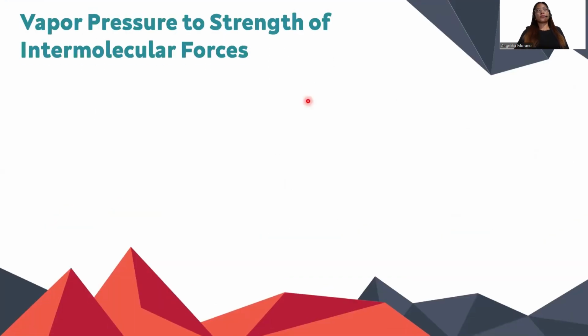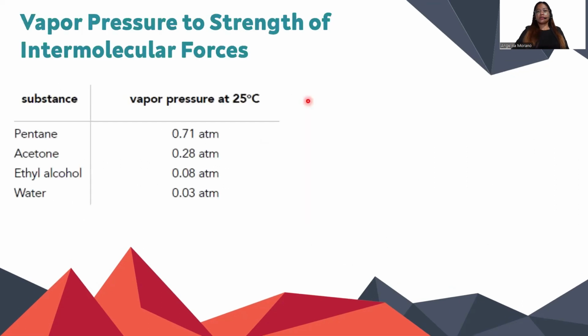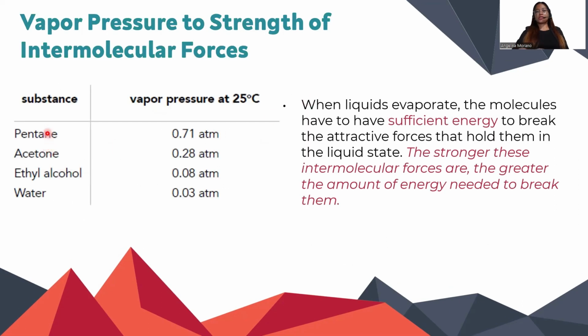So, if the vapor pressure is somehow related with the temperature of the liquid, naapod siya relationship when it comes to the existing intermolecular forces of the liquid. Okay. So, for example, the table with the different substances and their equivalent vapor pressure at 25 degrees Celsius. So, equal na temperature. So, when liquids evaporate, the molecules have sufficient energy to break the attractive forces that hold them in the liquid state.